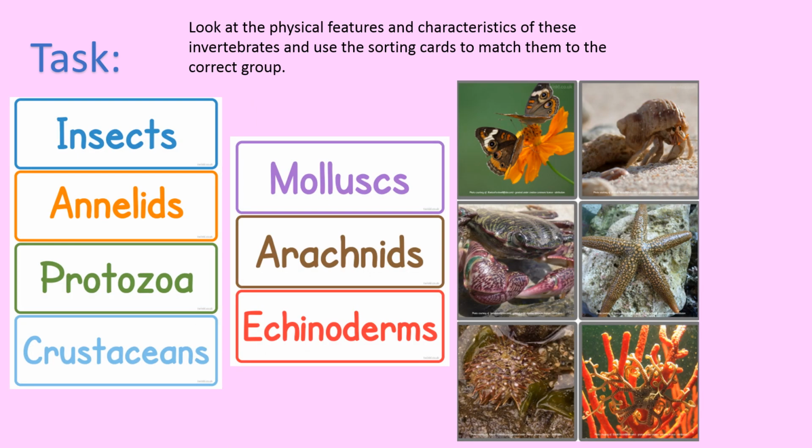And the second one over here, look at the physical features and characteristics of these invertebrates and use the sorting cards to match them to the correct group. So you need to go back to this lesson to look at the characteristics. And this is also going to be on the school website, and there's more pictures that you can sort out.